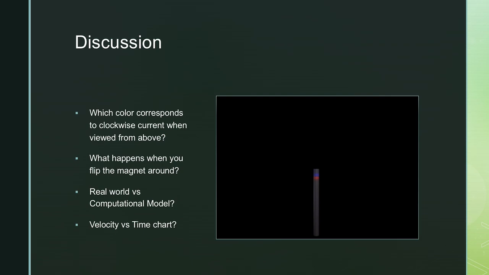Moving on to the discussion, by observing the simulation, which you can see on the right, we can gather lots of data of the falling magnet experiment. The first question was, which color corresponds to the clockwise current when viewed from above? The red color represents the clockwise current, while the blue color represents the counterclockwise current.